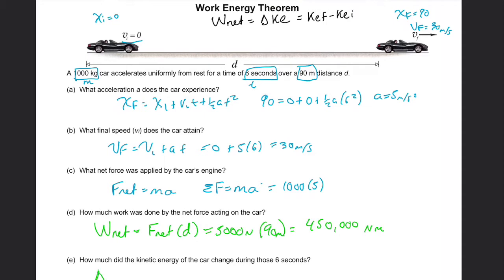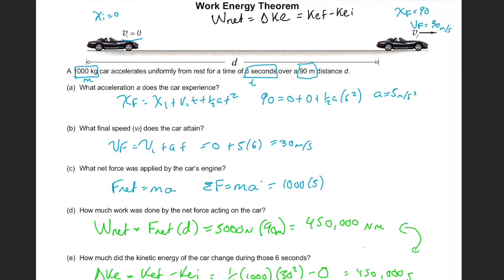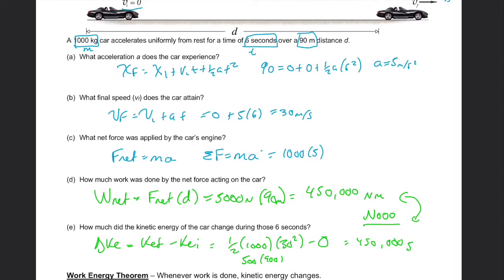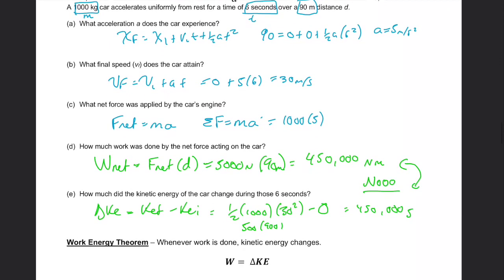Now, the change in kinetic energy of our car will be KE final minus KE initial. And so that will bring us to 1/2 m v final squared minus 1/2 m v initial squared. But the v initial is just 0, so the whole term for the initial is 0. So let's do this out. So we get 500 times 900, which comes out to be 450,000 joules. Coincidence? No. This is the fact that net work is a force times distance and will change a kinetic energy. That's the work-energy theorem.